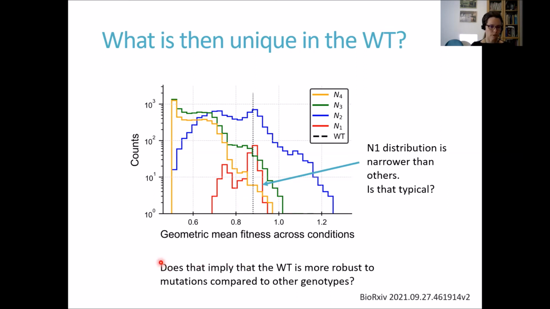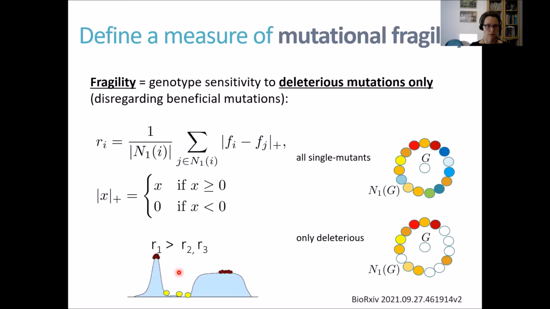Then we came to think that perhaps the wild type is more robust to mutations compared to other genotypes, because it looks like its single mutants do not differ by much from it. So to test the last thing, robustness to mutations, we then had to define some measure of the sensitivity of a genotype to mutations. So we defined the following measure. I'll go here step by step to explain this.